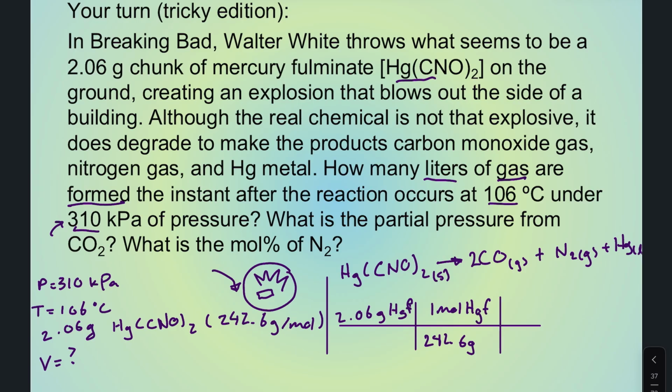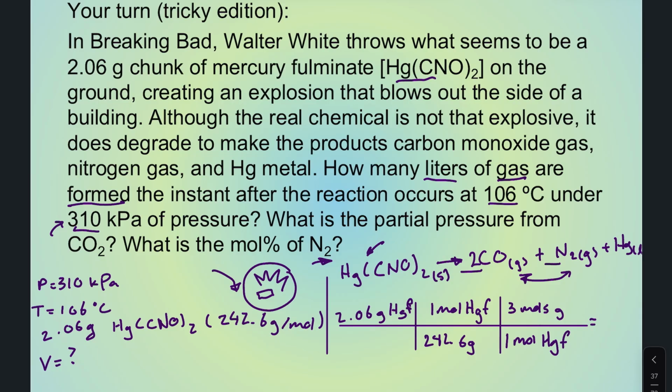Now, if we look at the equation up here, for every 1 mole of HgF that we have, we're going to make 3 moles of gas. So there is a 1 here and a 2 here. All of these are going to contribute to the number of moles of gas. So for every 1 mole of Hg, we get 3 moles of gas. And we don't care what the identity of that gas is quite yet.